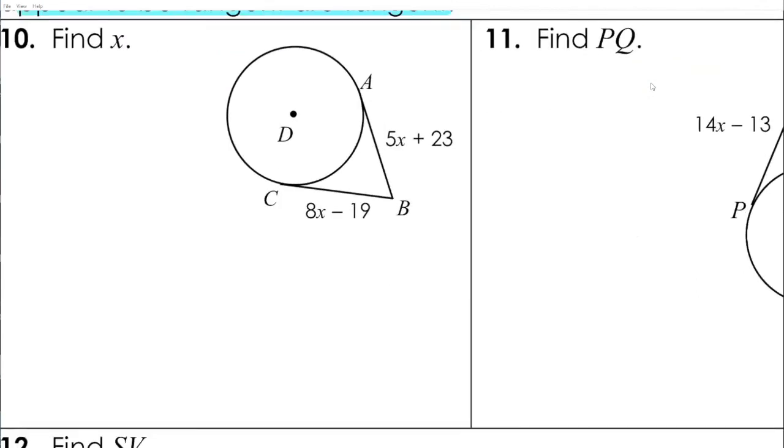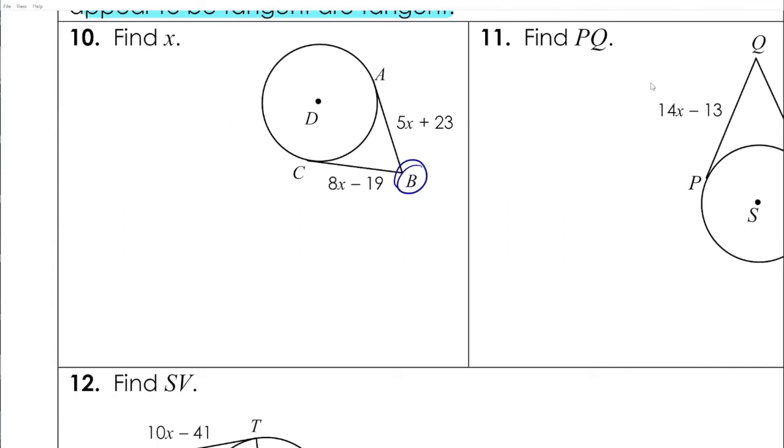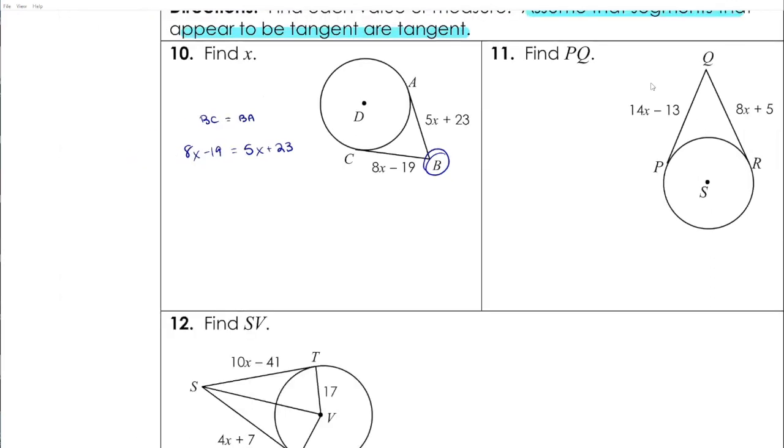So we've got an external point with two tangent lines. If two lines are tangent to the same external point, then the segments are congruent. So we know that BC is equal to BA. So that's how we're going to set up our formula. 8x minus 19 equals 5x plus 23. And then it becomes a simple algebra problem.